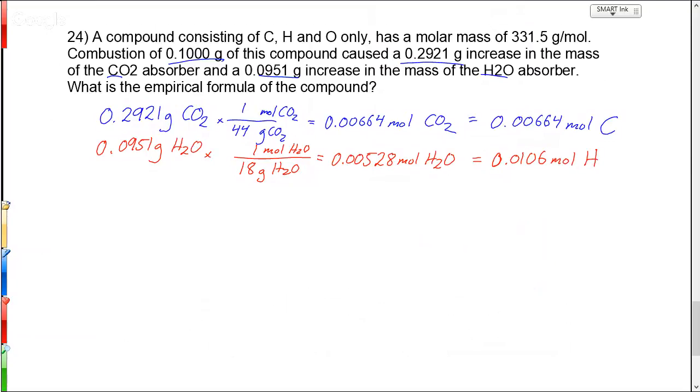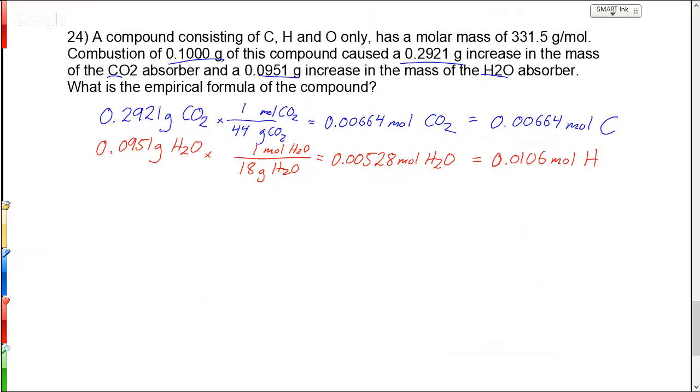Why can't you do that sort of stuff with the oxygen? Why can't you do it with carbon and hydrogen? Because extra oxygen was involved in the combustion. Remember, combustion is like compound plus oxygen. So we don't know how much extra oxygen was involved in the reaction. A lot of the oxygen from the CO2 and the H2O is from that extra oxygen. Only some of it is from the initial compound. So that's why we can't do it that way.